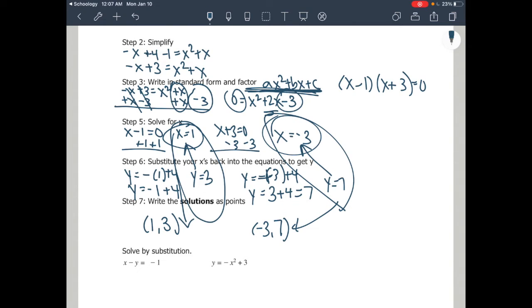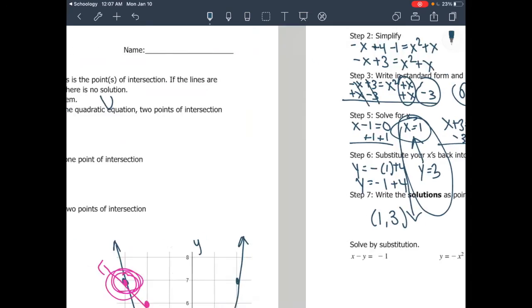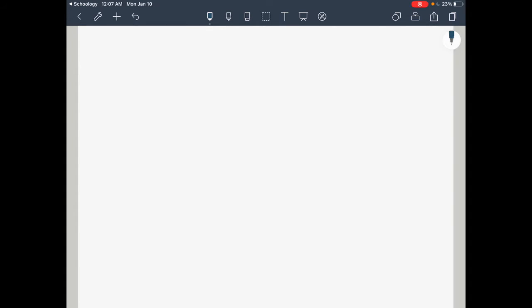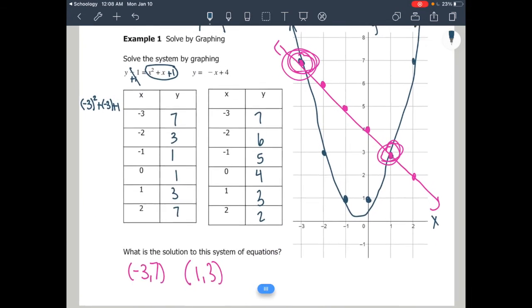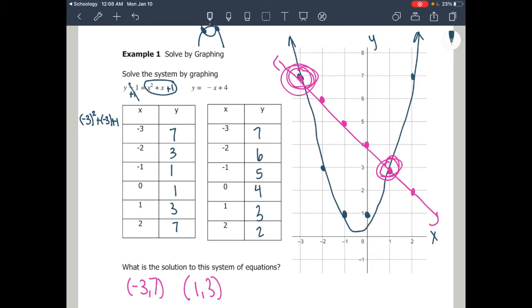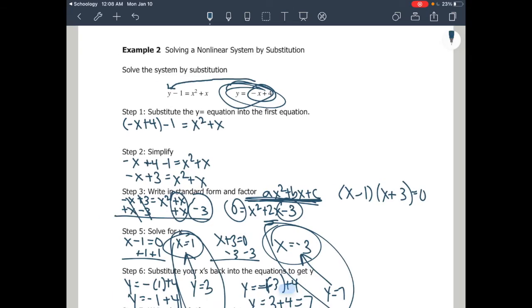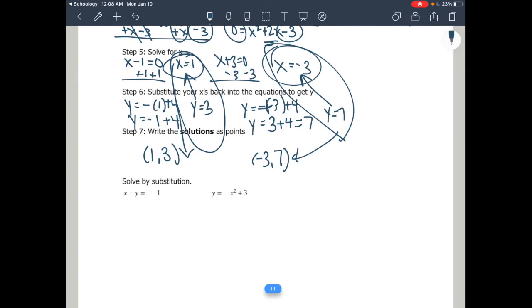So looking at the last question for a second, if we go back, this is just like looking at the 2 points where they intersect on our graph. These are 2 points, just like the same situation where they're intersecting. It just looks different because we're looking at it algebraically.